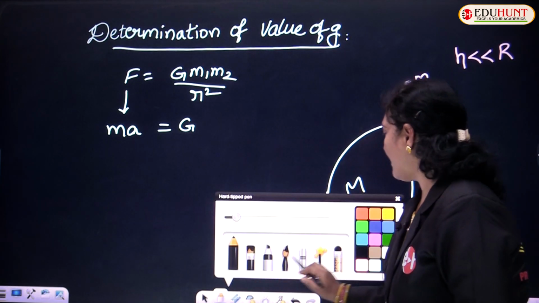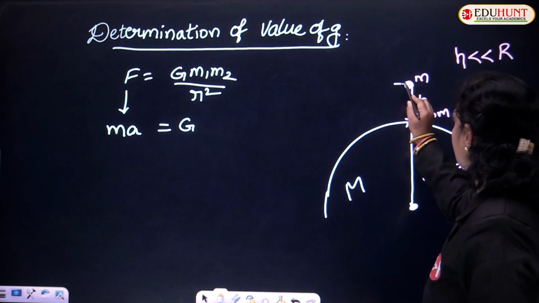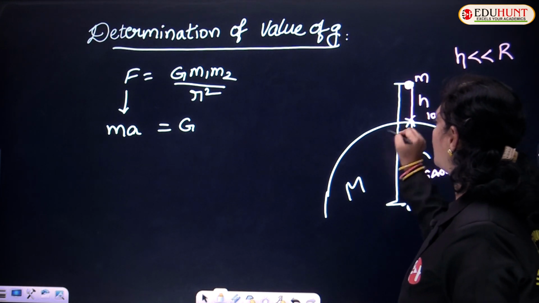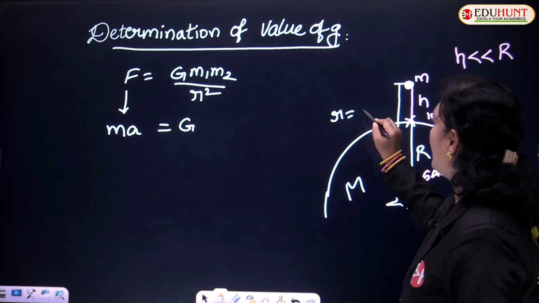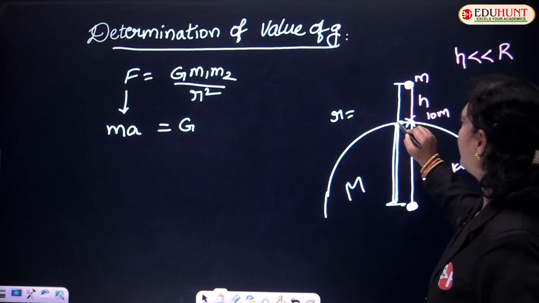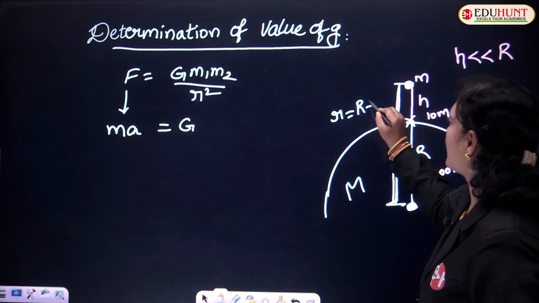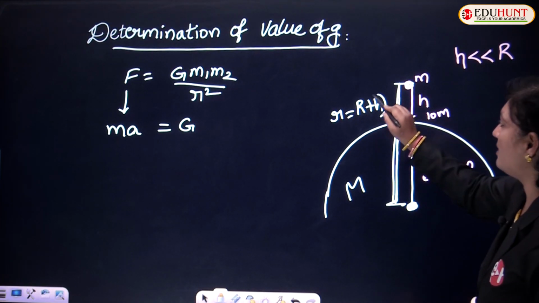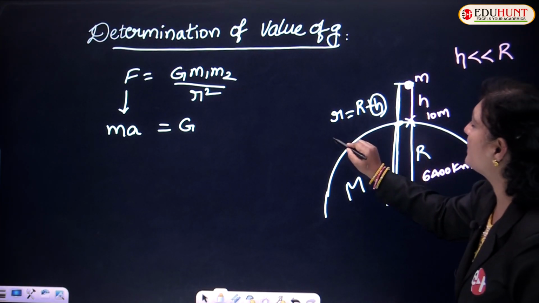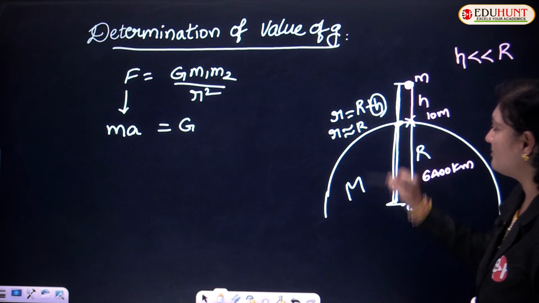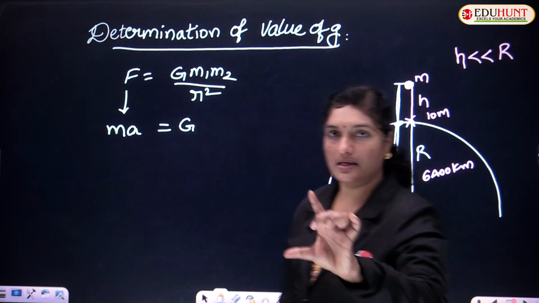And the actual value of r here is the distance between the two bodies, the center of the Earth and the center of the body. The total distance is R from here to here, and from here to here it is R plus h. But as h is very much less than R, we can ignore h and hence we can take r as approximately equal to capital R, where R is the radius of the Earth.